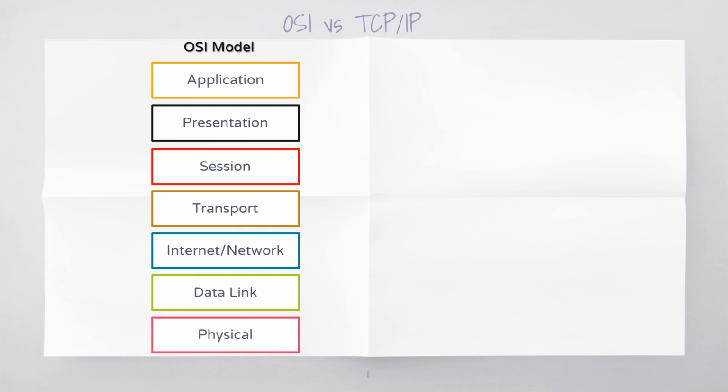Then we have the data link layer, and the last one is the physical layer. So these 7 separate layers are related to each other. Each layer defines a part of the process in order to move information across the network. Now, let's compare the OSI model, which is a conceptualization, with the implementation.